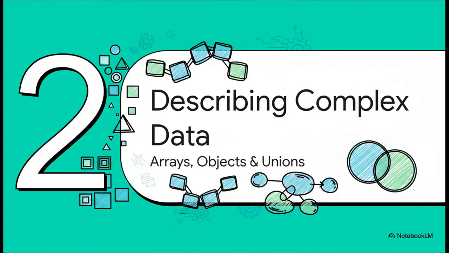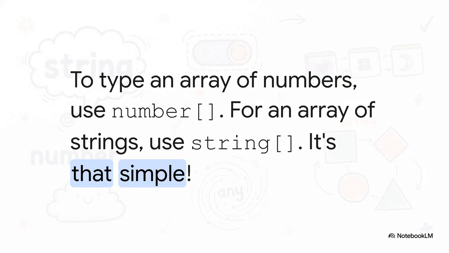Okay, so primitives are great, but let's be real, most of our data is way more interesting than that. So let's see how we can use these simple building blocks to describe more complex things, like arrays and objects. Typing arrays is one of those things that just makes sense. All you do is take the type of whatever's inside the array, let's say number, and you just stick a pair of square brackets on the end. And that's it. number[] literally just means an array of numbers.